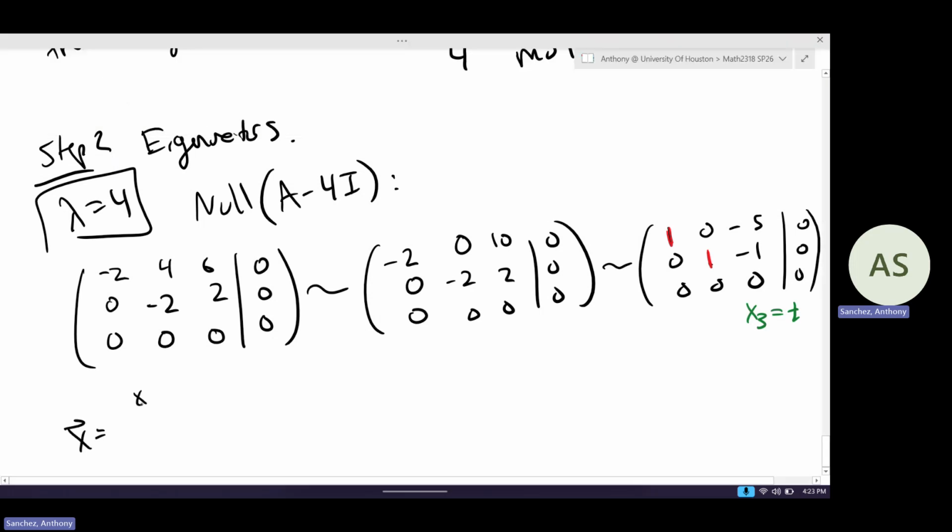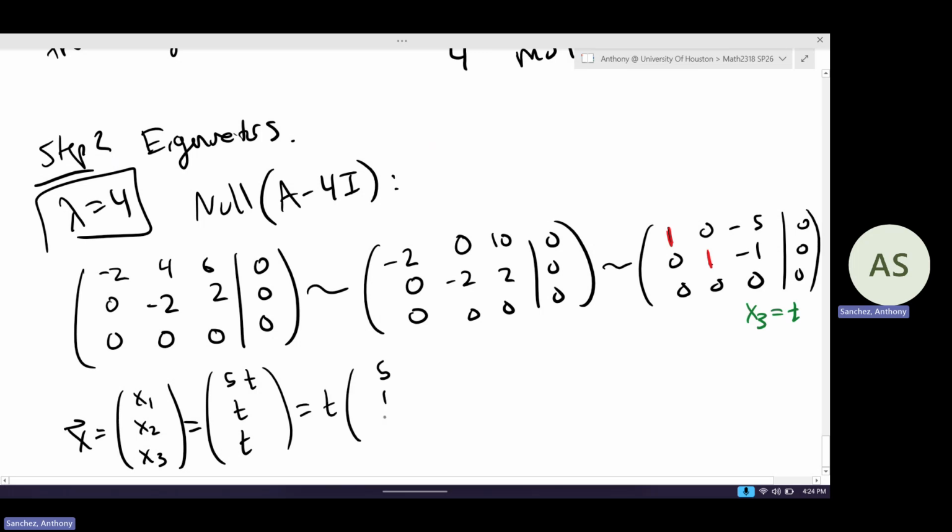X is going to be given by x1, x2, x3. x3 you told me was t. x1 is going to be, I guess, 5t. And then x2, I guess, is going to be t. I can take out the t part. This is going to be 5, 1, 1.